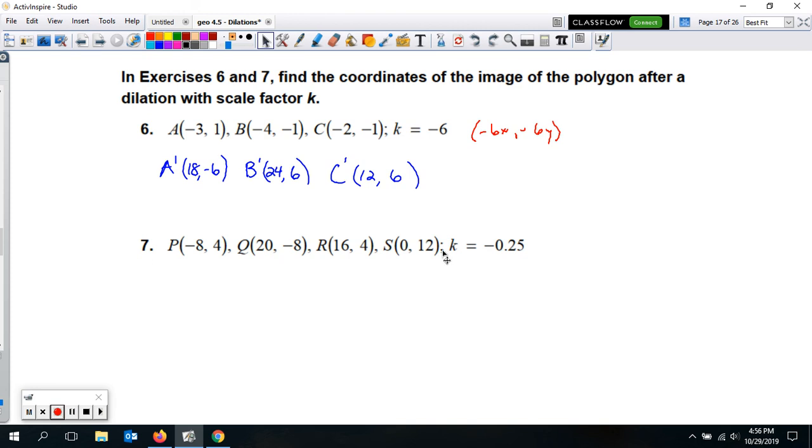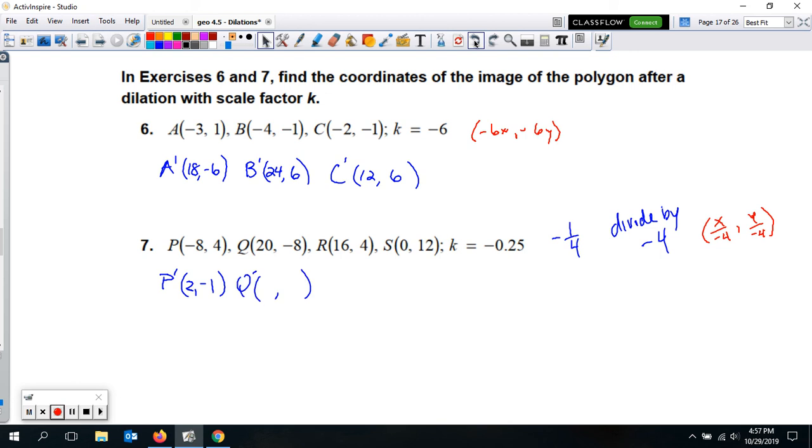Number 7, so we said that this could be a negative 1/4, which means if that's a 1 on the top, then I could divide by negative 4, basically, is what I could think about doing. I could divide by negative 4, which means my rule could be like this: x over negative 4, y over negative 4. And I can then just plug in my points for P prime and so on. So for P prime, we're starting with negative 8. Negative 8 divided by negative 4 is positive 2. And then 4 goes in for y. 4 divided by negative 4 is negative 1.